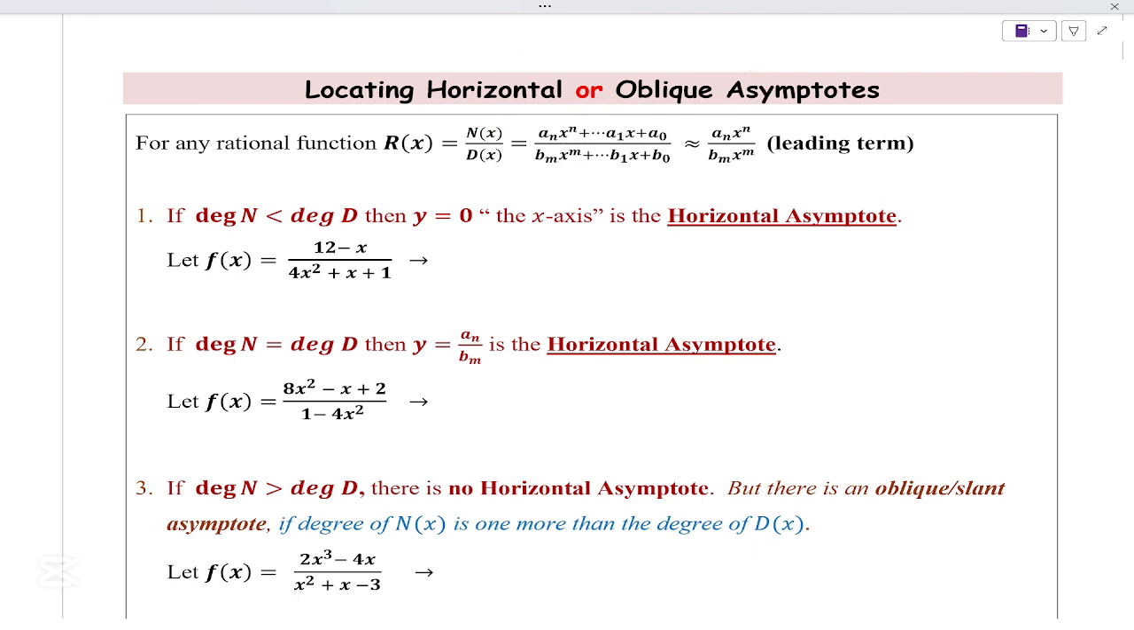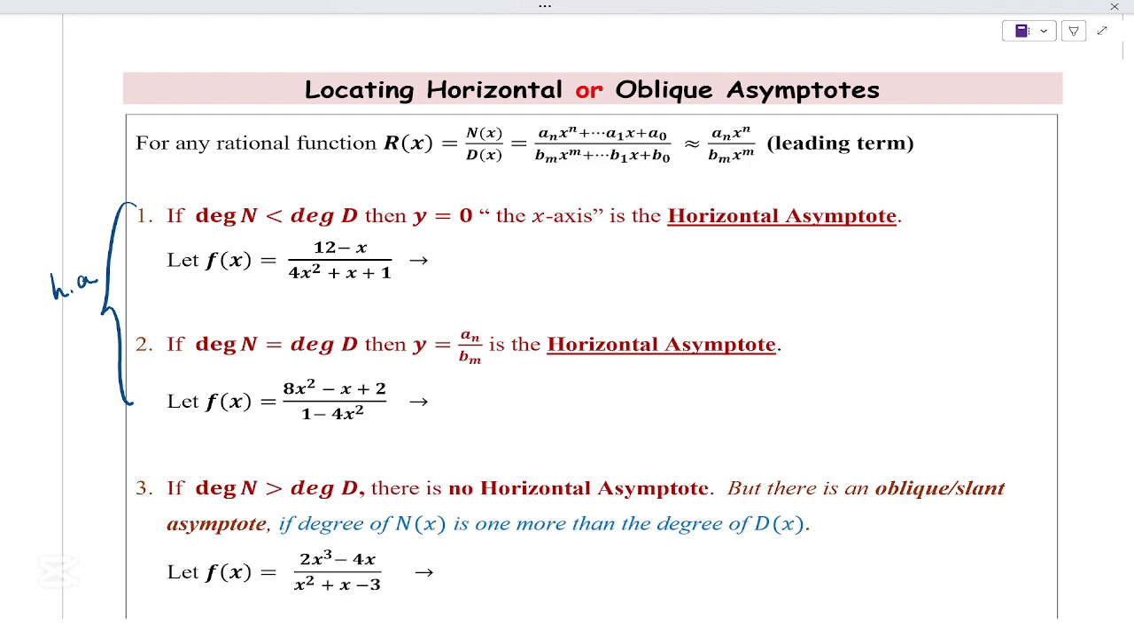So here, in locating horizontal or oblique asymptotes, we will observe the degree of the numerator and the degree of the denominator. If the degree of the numerator is less than the degree of the denominator, then there is a horizontal asymptote, which is y equals 0. And when the degree of the numerator is equal to the degree of the denominator, then there is again a horizontal asymptote, which is y equals the ratio of their leading coefficients. So for these first two, there are horizontal asymptotes.